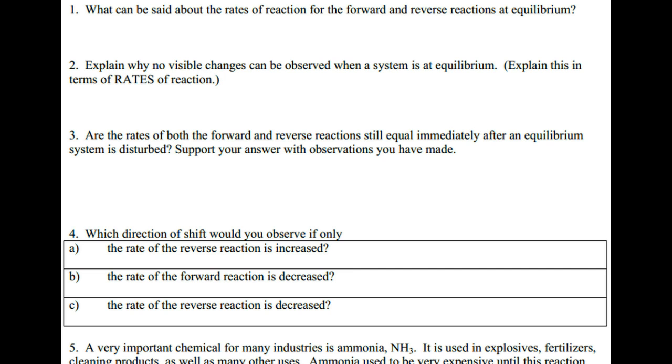When the reaction is in equilibrium, they're basically canceling each other out. So that's why there's no visible change when the system is at equilibrium, because what we know as visible change is basically a reaction being favored in either the forward or the reverse manner. But at equilibrium, both the forward and the reverse are equal to one another, so they cancel out one another.